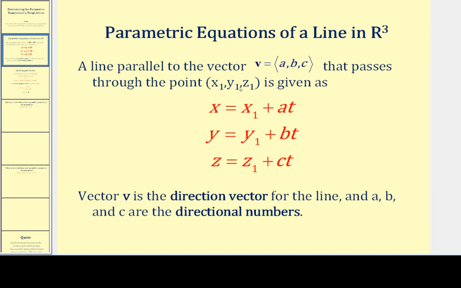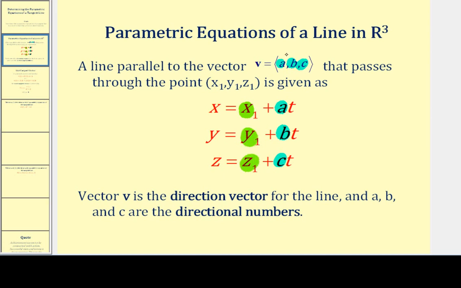A line that is parallel to the vector v that has components a, b, c that passes through the point x sub 1, y sub 1, z sub 1 is given by these three parametric equations. So what I want you to notice here is that the vector parallel to the line with components a, b, c gives us the direction numbers for the line, given here as the coefficients of t. And then the point on the line, as we see here, would be the point of tangency having coordinates x sub 1, y sub 1, and z sub 1.